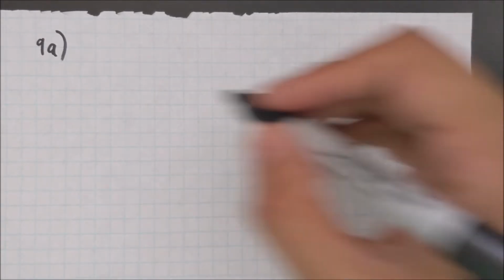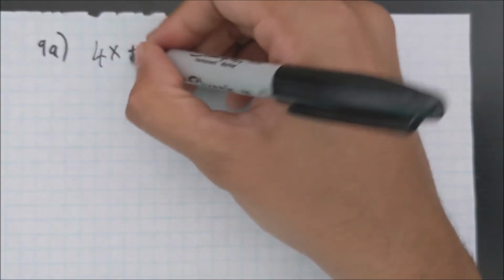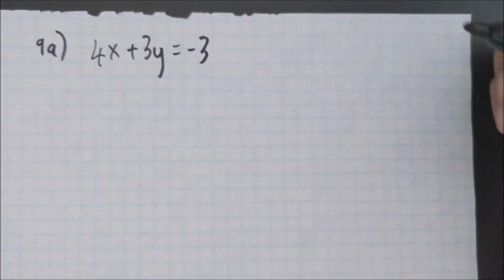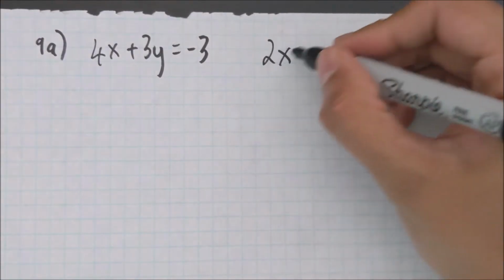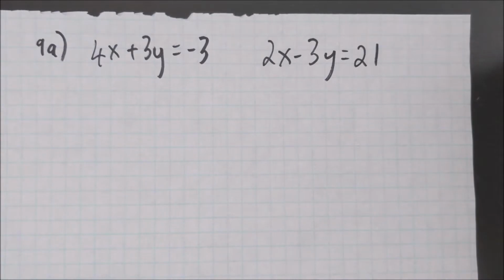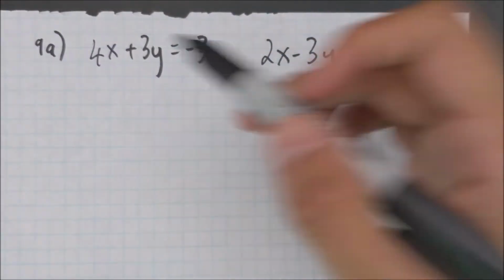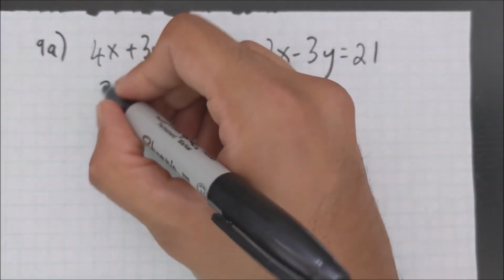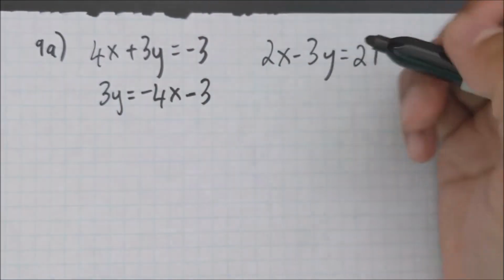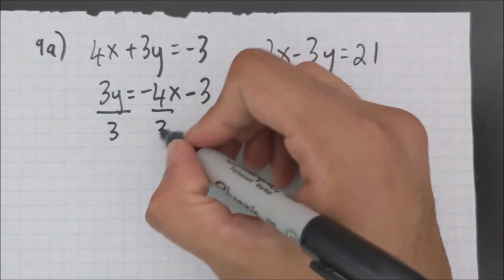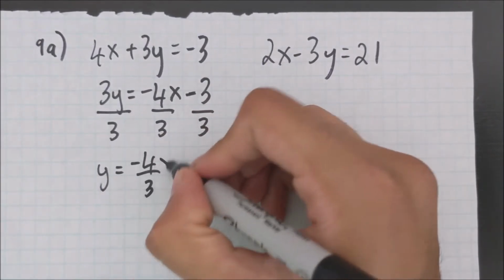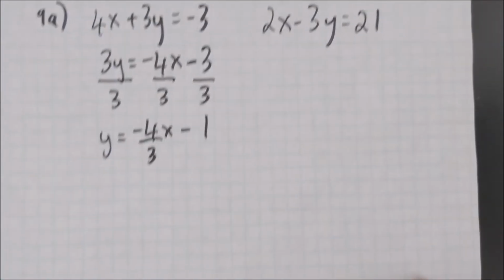Okay, so question 9, pretty similar to 8, except now we're going to be working with fractions. So picking the points is going to be slightly different in this question. 2x minus 3y equals 21. So again, I'm going to isolate y in both of the equations. Let's start with this one here. So 3y equals negative 4x minus 3. Divide everything by 3. Then y equals negative 4 over 3x minus 1.